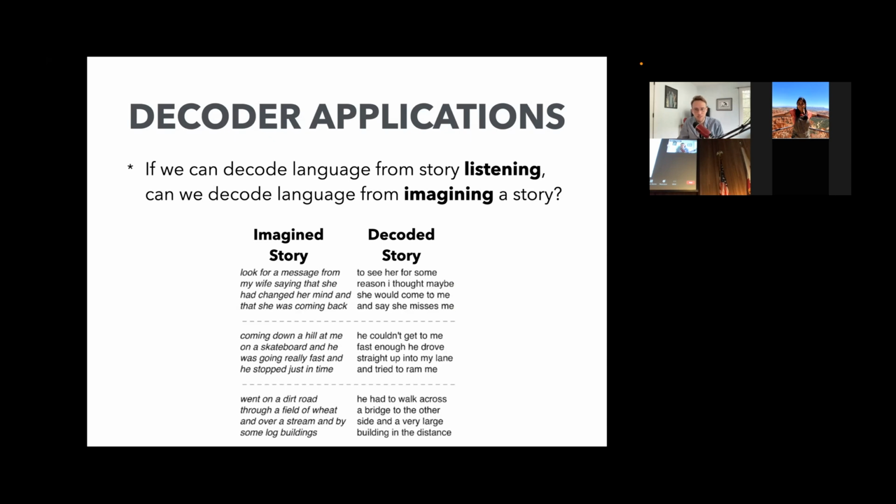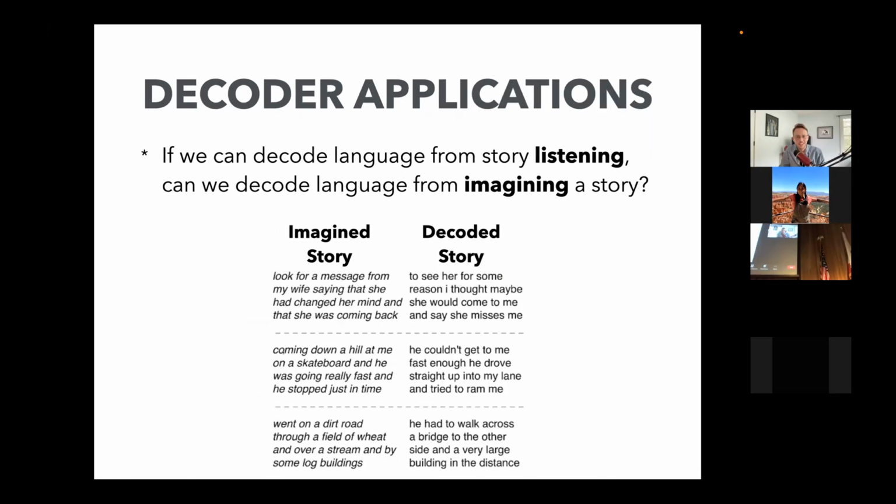Not home, just come to me. So again, kind of gist, maybe a little bit looser. Coming down a hill at me on a skateboard, and he was going really fast. He just stopped just in time. And the decoded version is, he couldn't get to me fast enough. He drove straight up into my lane and tried to ram me. So not quite the right thing at the end, but broadly right.